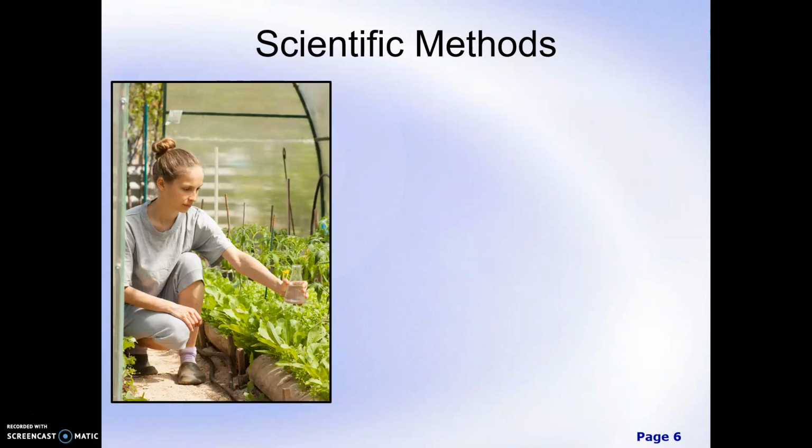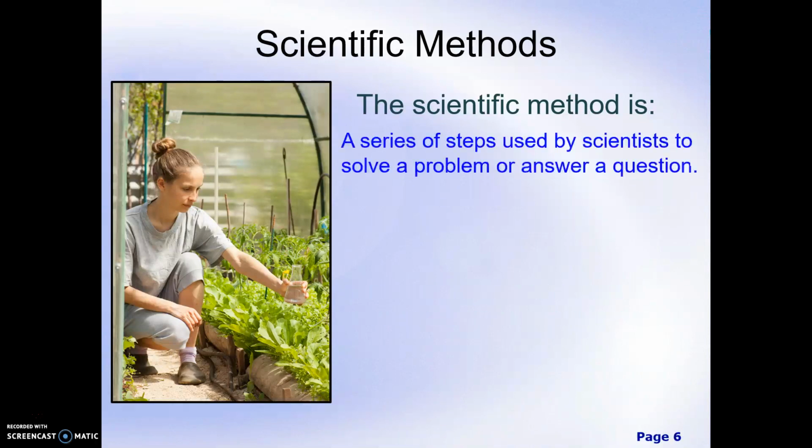We talked about what science is, and basically that it's the way that we study the natural world, and the scientific method is the way that we do that. So we're going to talk about that now. The scientific method itself is a series of steps that scientists use to solve a problem or to answer a question. We talked last time about how science is solving a problem and answering a question, but the scientific method is the steps to do so.